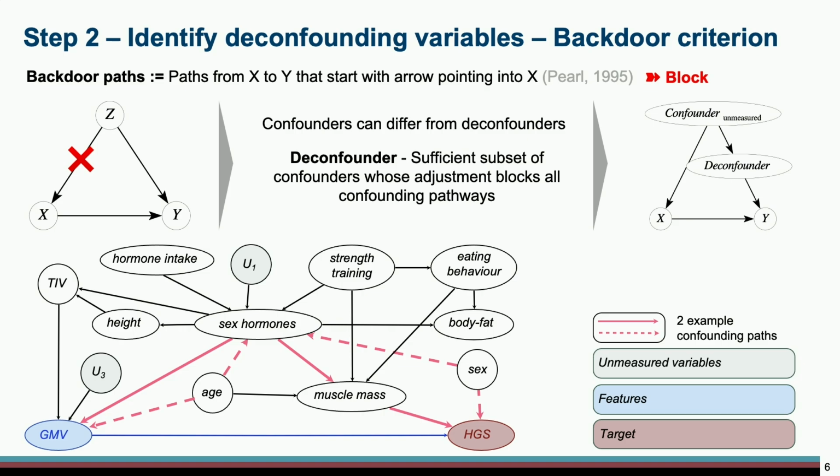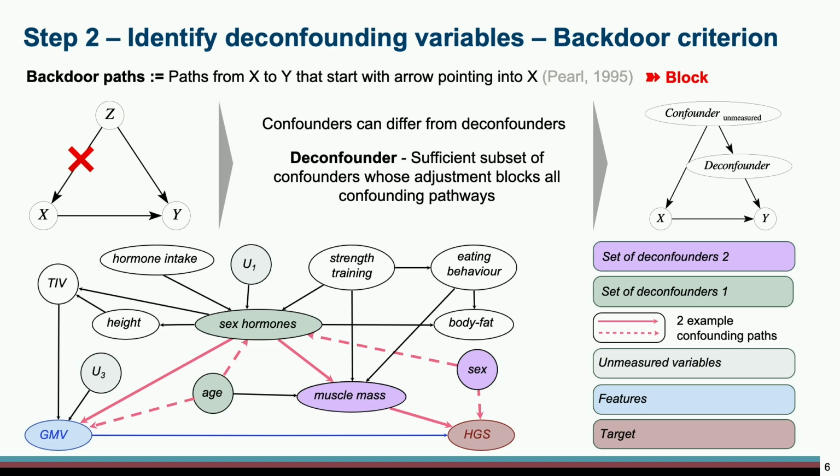If you now apply our backdoor criterion, a first set of proper deconfounding variables would be sex hormones and age. However, assume we don't have sex hormones measured in the data set we are using. Then we can make use of the concept of the deconfounders, and a second set of proper deconfounders to adjust for would in this case be sex and muscle mass.